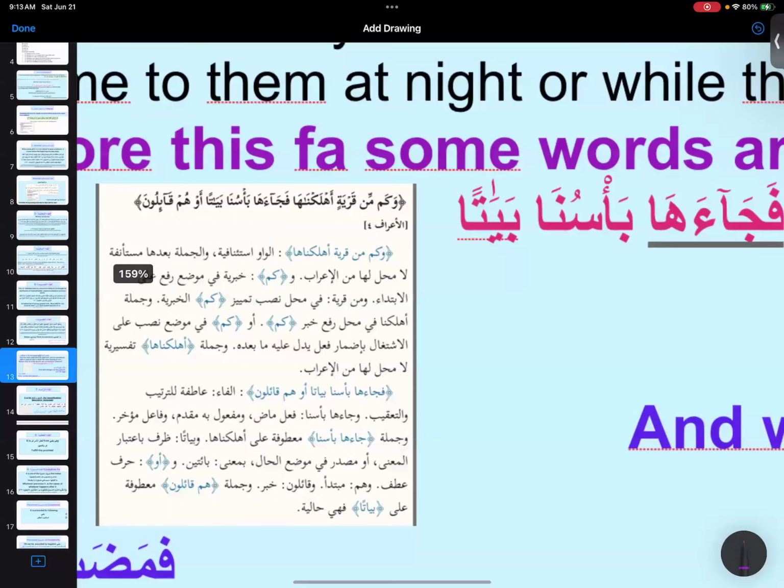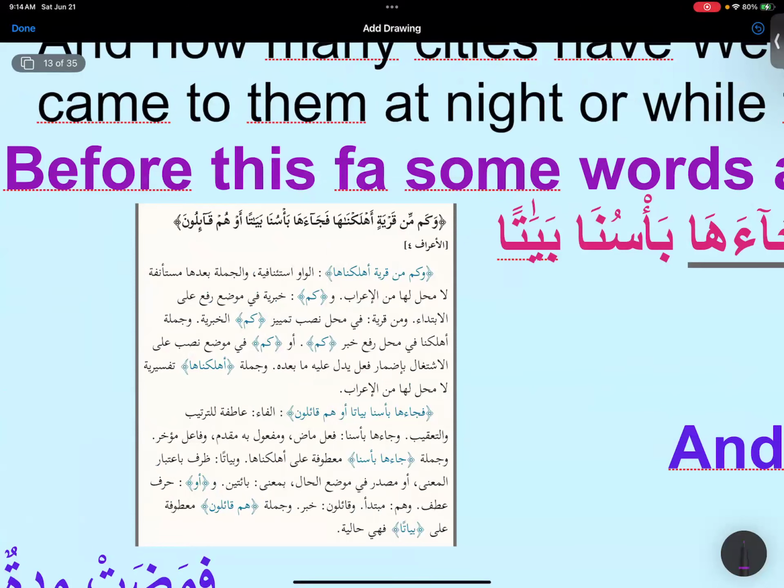So now look over here. It's also saying over here, Faja'a Basuna Bayatan. They are saying this is Fa litartib or taqib. I thought it was ta'kid, Sister, because when we say like this, it is ataf, tartib, taqib. So it means it is ataf and plus. So which category will fit in? There are three words: ataf, litartib, wa taqib.